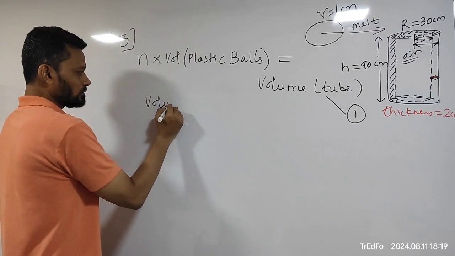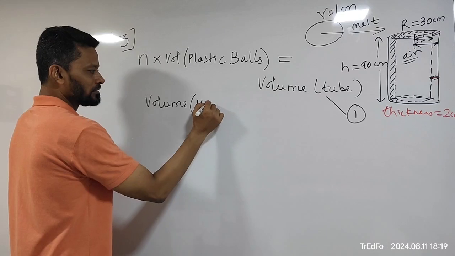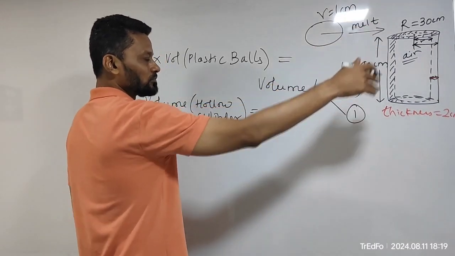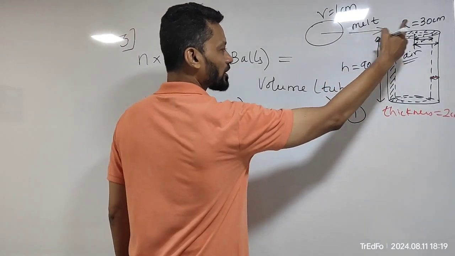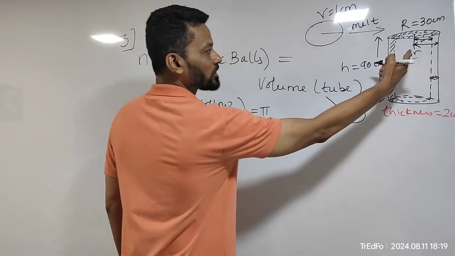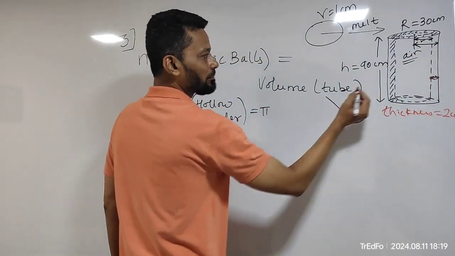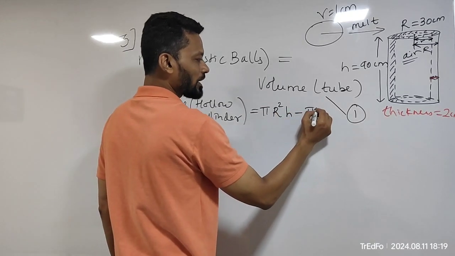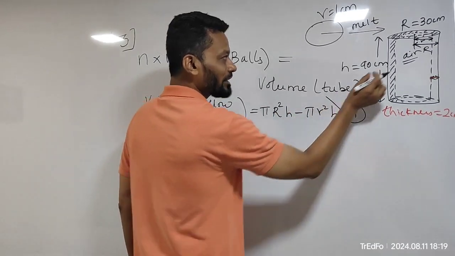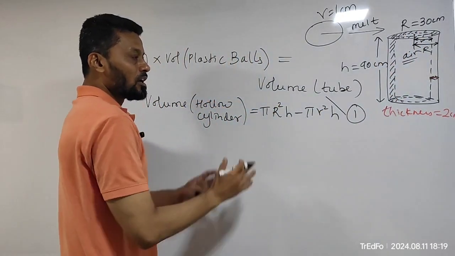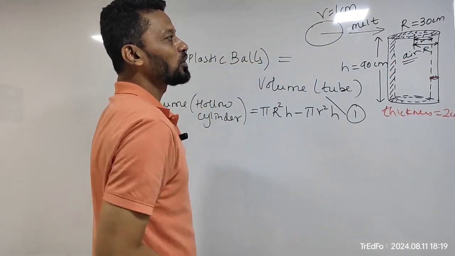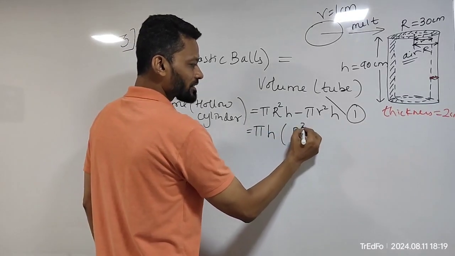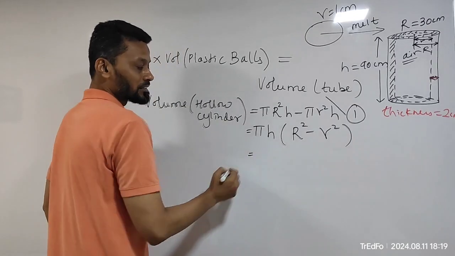Now, volume of a tube or a hollow cylinder is the outer volume, that is the outside volume, which will be pi. What is the outer radius? Capital R, that is, this is capital R. So pi R square h minus pi r square h. Small r internal inside radius, capital R outside. Volume of outer minus volume of inner. Let's see what is common over here. We get pi and h common. R square minus r square is left as it is.